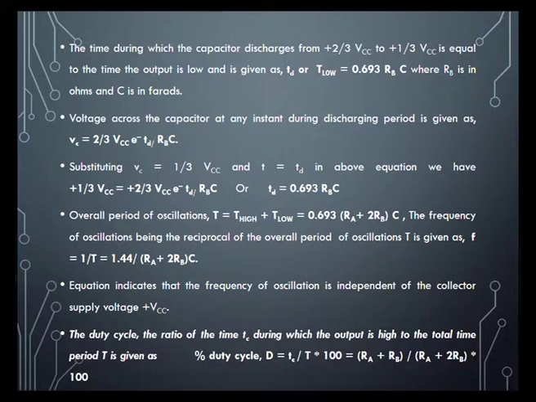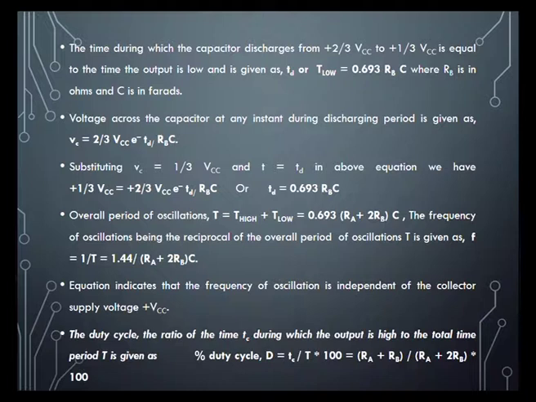The voltage across the capacitor at any instant during the discharging period is given by Vc is equal to 2/3 Vcc e to the power of minus t divided by Rb C. Substituting Vc equal to 1/3 of Vcc and t equal to Td, we get the expression 1/3 of Vcc is equal to 2/3 Vcc e to the power of minus Td divided by Rb C. Finally, the Td value will be 0.693 Rb C.